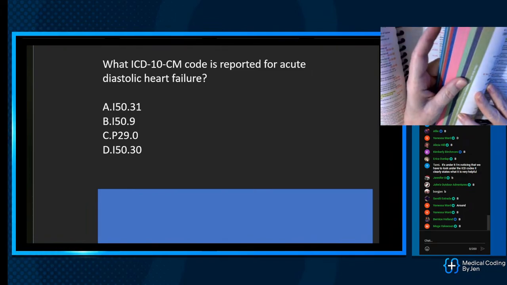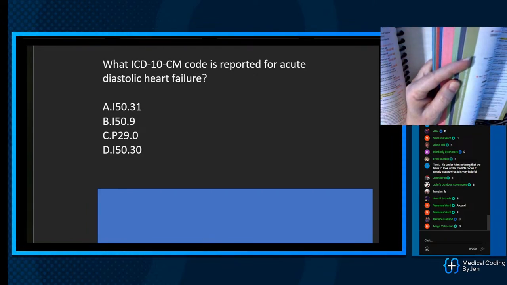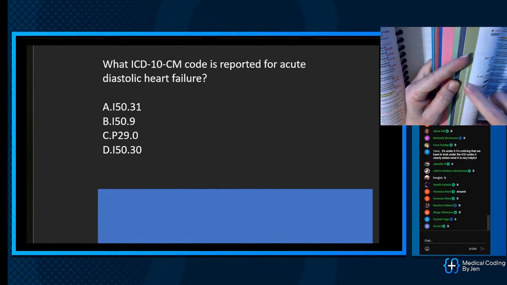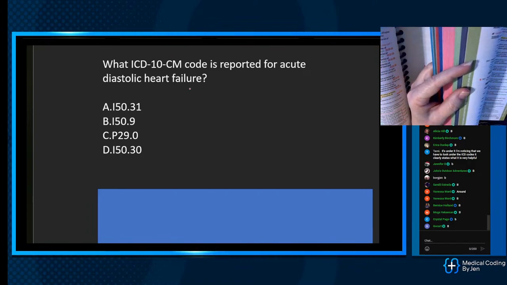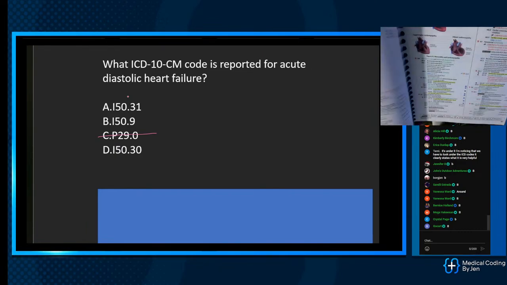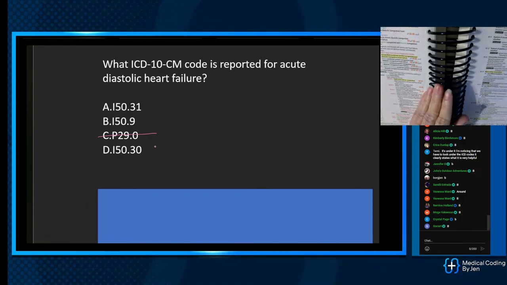I don't know. P is certain conditions originating from the perinatal period. How long does a perinatal period last? If you got my ICD-10 notes that I just published yesterday for the top 10 guidelines, there is a guideline for this perinatal period and how long it lasts. That's in my notes too, by the way. But we have no mention of this being a newborn or anything, so I get rid of the P. So I50, I50.3.